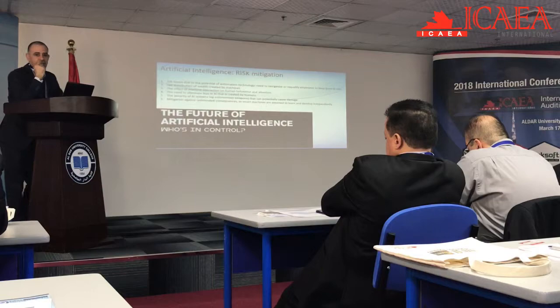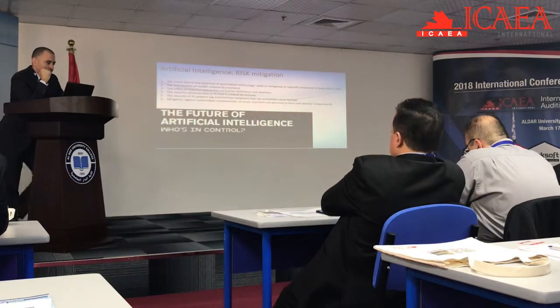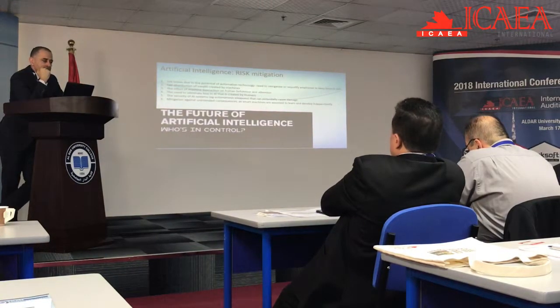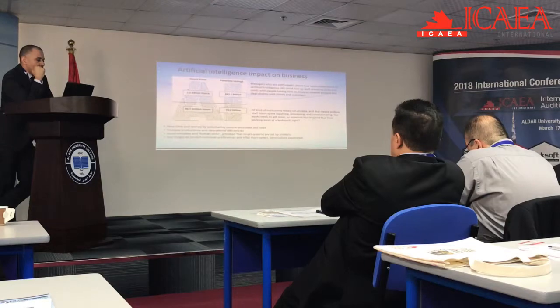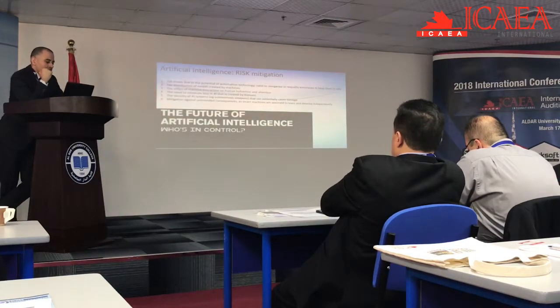Now, risk mitigation. Losing jobs due to potential automation technology needs a reorganization or requalification of employees to keep them in jobs. Since, based on this study, they have saved 41.1 billion, all this wealth created by machines must be distributed fairly to those who are leaving their jobs.